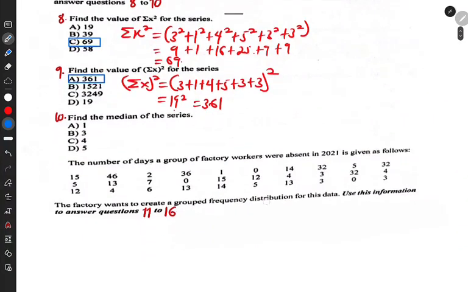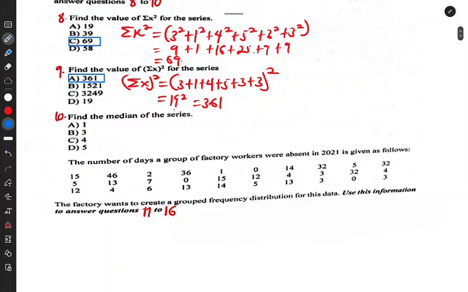361. Question number 10. Find the median of the series. So we are asked to find the median of the series. The median is going to tell us the middle value of the data. So we are going to arrange them in ascending order of magnitude. So we'll have 1, 3, another 3, another 3, we have 4, and we have 5.